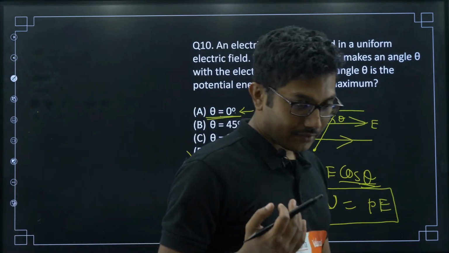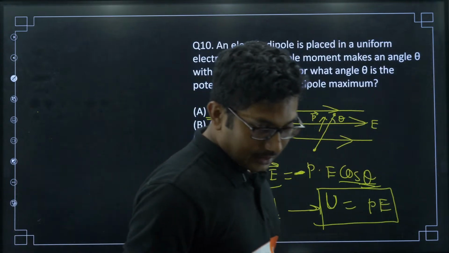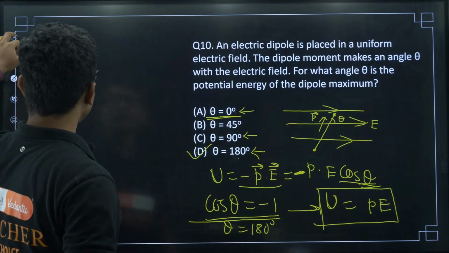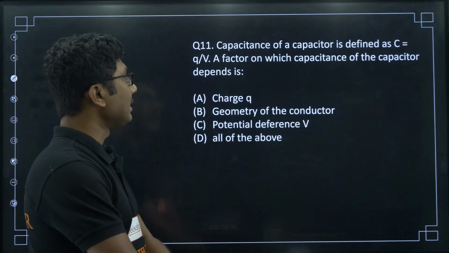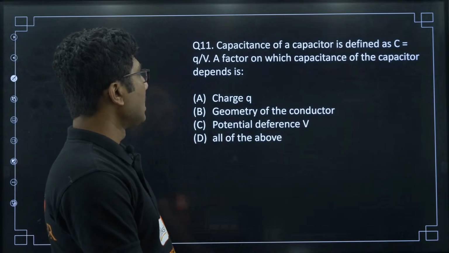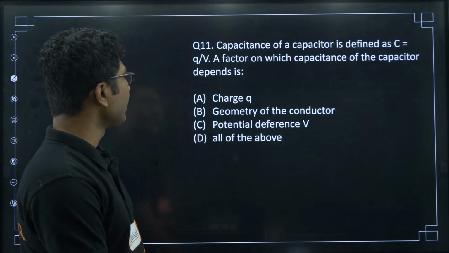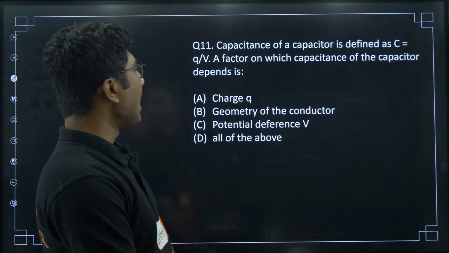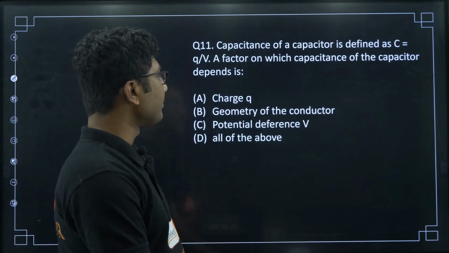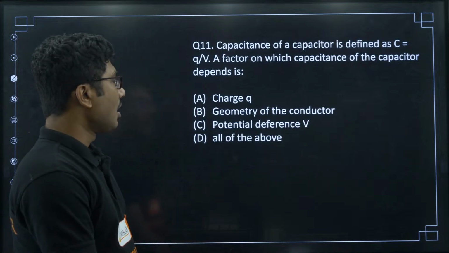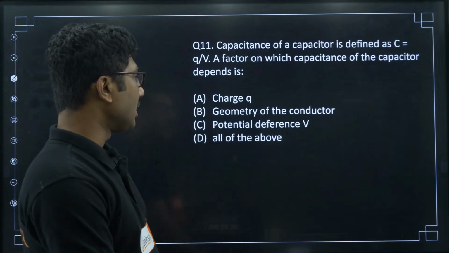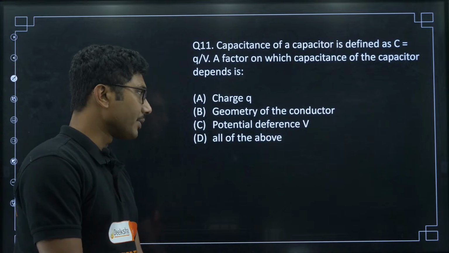I can see many of you have given the correct answer. Yes. Now, next question, question number 11. Capacitance of a capacitor is defined as C equals Q by V. A factor on which the capacitance of the capacitor depends: charge Q, geometry of the conductor, potential difference V, all of the above.